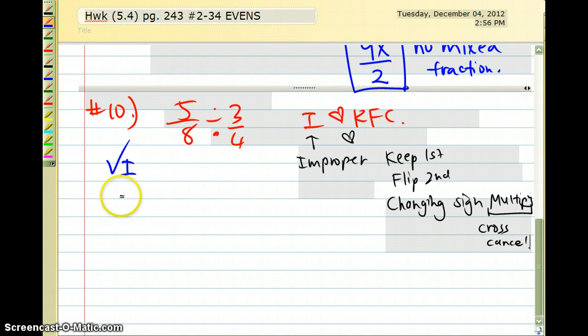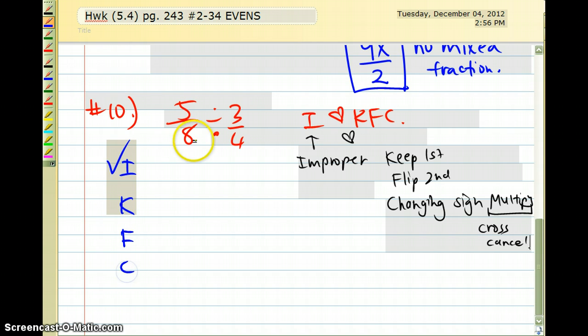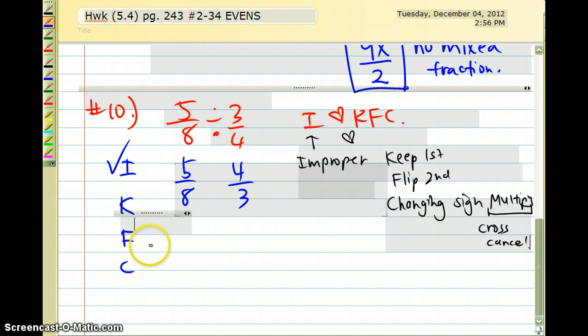K, F, and C. I keep 5/8. I flip the second fraction. There we go. I change the sign to multiplication. Now I'm going to see if I can cancel.